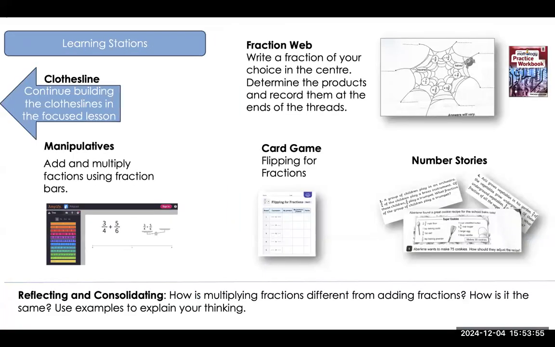And then they got into some learning stations. One of the stations was to continue with the clothesline activity. Another was to get onto some digital devices. They started to make a connection between adding and multiplying fractions. There's a fraction web there, and a card game, and then some number stories. And at the very end, the consolidating thinking was to think about that relationship between adding fractions and multiplying fractions, and to do that by providing some examples.